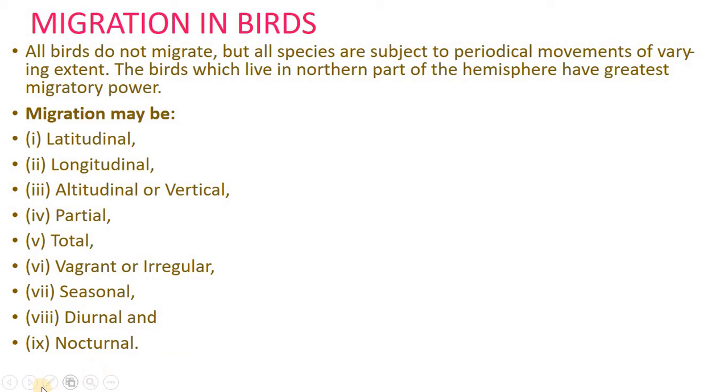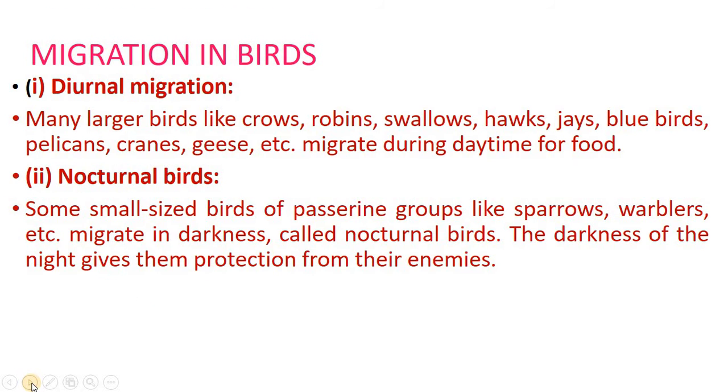Further, diurnal and nocturnal migration. So in diurnal migration, many birds like crows, robins, swallows, hawks, jays, bluebirds, pelicans, cranes and geese migrate during daytime for food. Nocturnal birds: some small-sized birds, like the passerine groups, sparrows or warblers, migrate in darkness, and are called nocturnal birds. The darkness of the night gives them protection from the enemies. So these are the various types of migration.